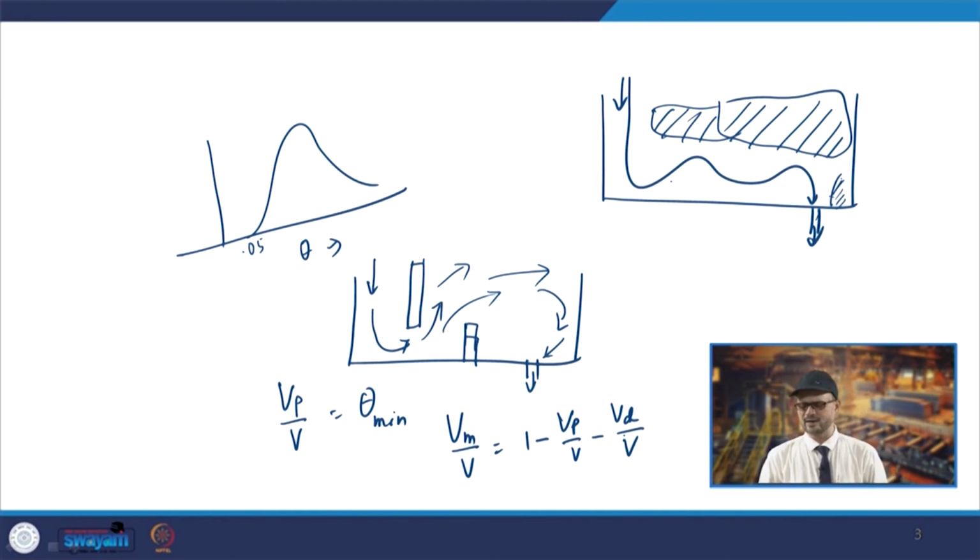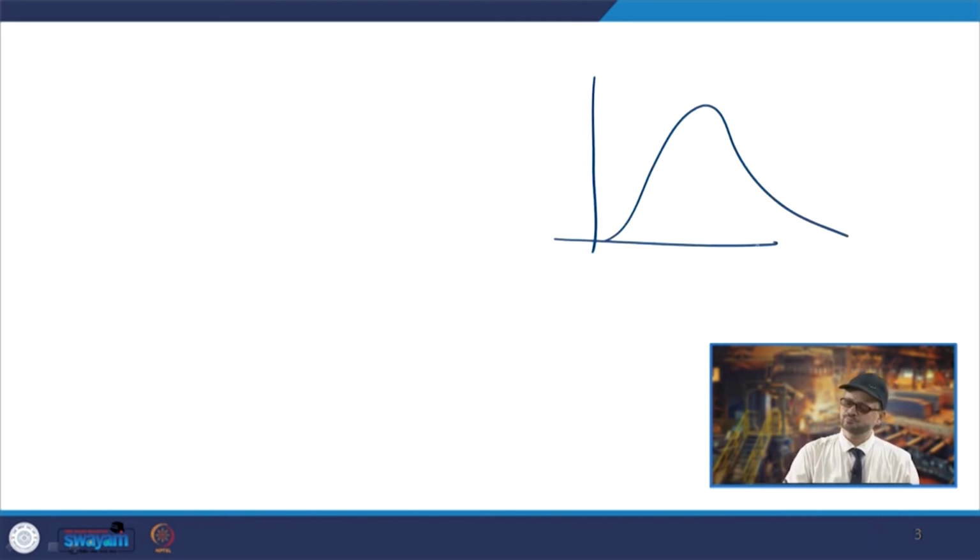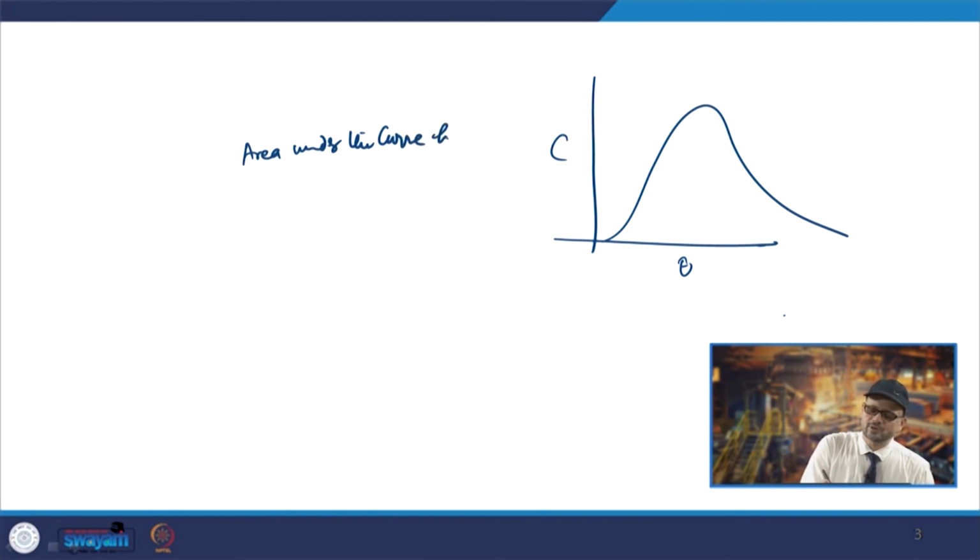So, we can understand, if suppose you try to have the solution of a certain problem, what you do is, you may have a typical residence time. And then one thing is that the area under this curve has to be unity. So, your area under the curve has to be unity.